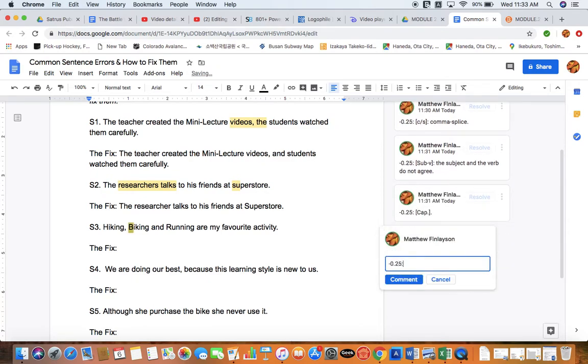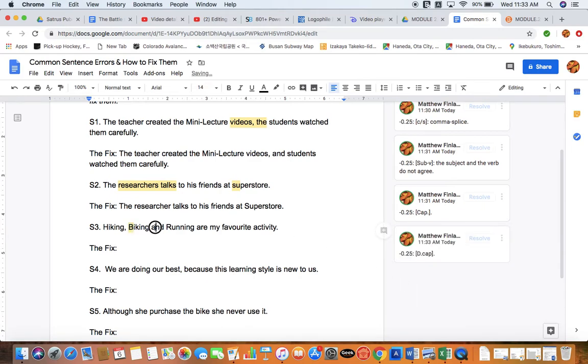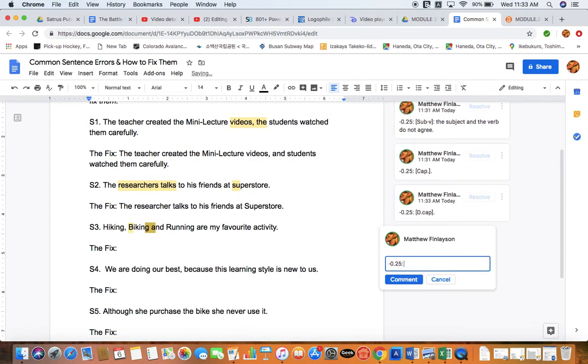Right, minus 0.25, and this one is D cap. Okay, good. And then this one here, we go like this. And then we go here, we go minus 0.25, and we go OXC, which stands for Oxford comma. You need an Oxford comma here to separate each list item.